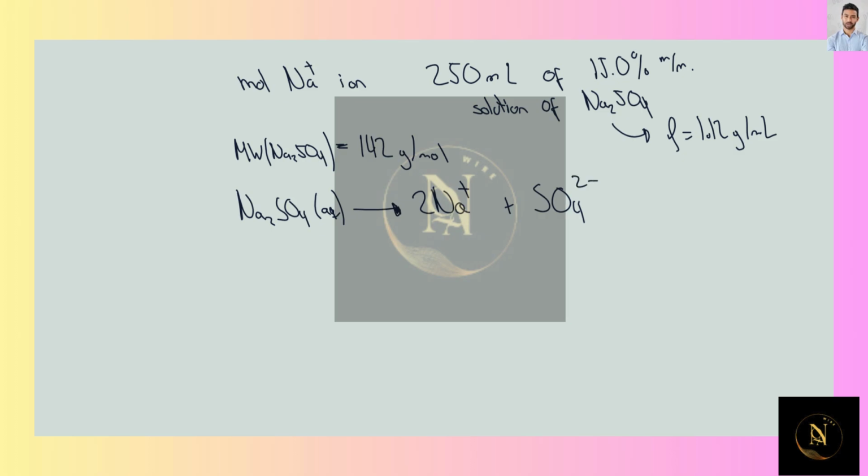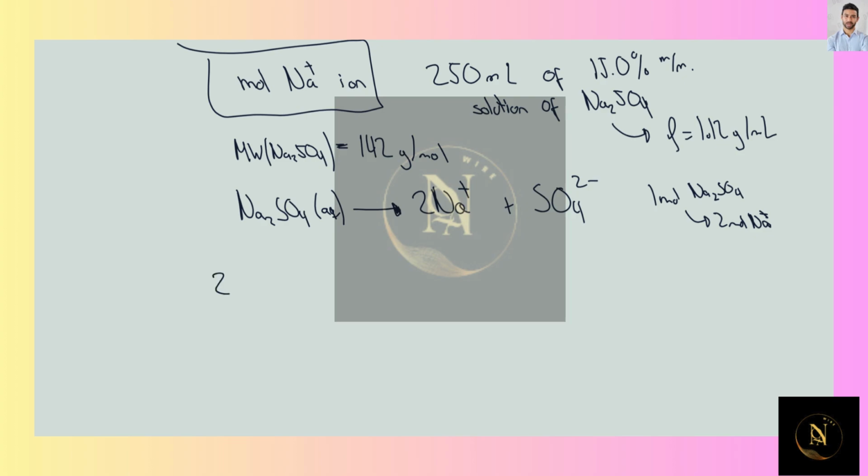That means that per each mole of the sodium sulfate, we're going to produce 2 moles of sodium plus, which is going to be relevant for our calculation, since this is the quantity that we want to achieve. So let's begin with the 250 milliliters of the 15% by mass solution. The 15% by mass solution, what it actually means is that we're going to have 15 grams of the sodium sulfate per 100 grams of solution.